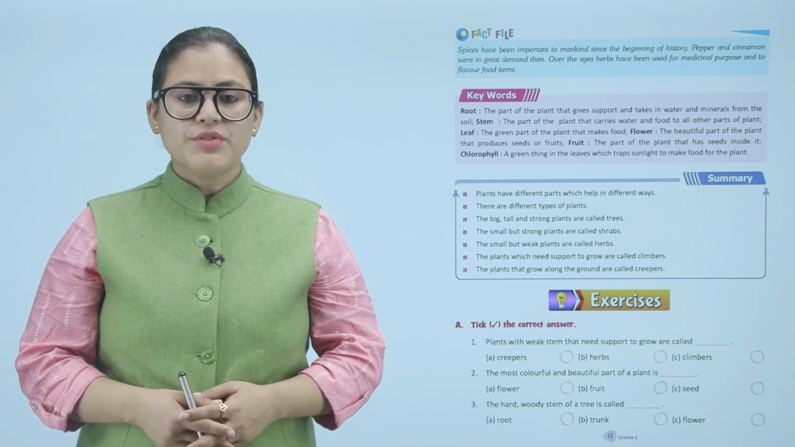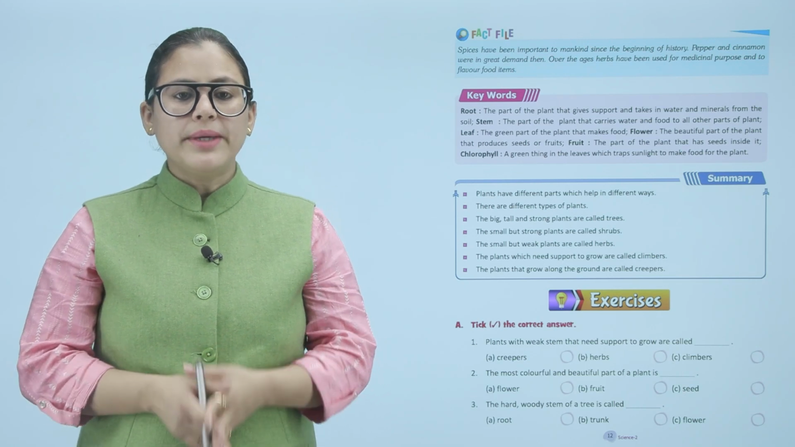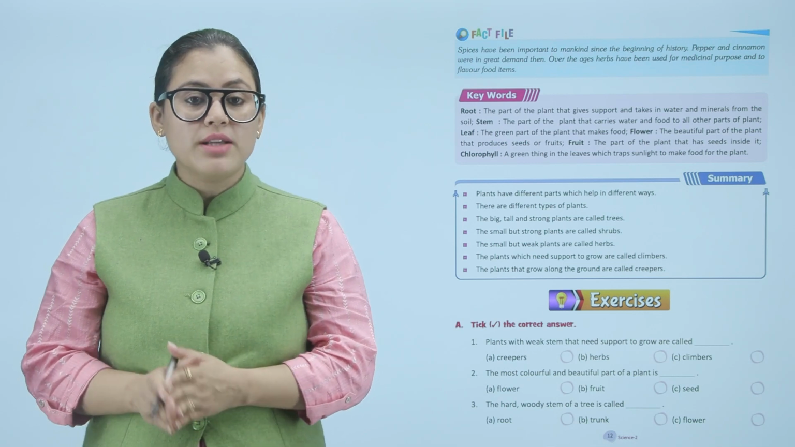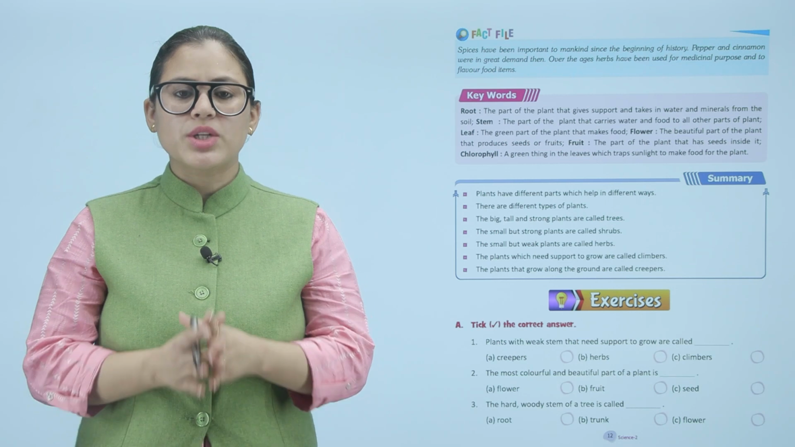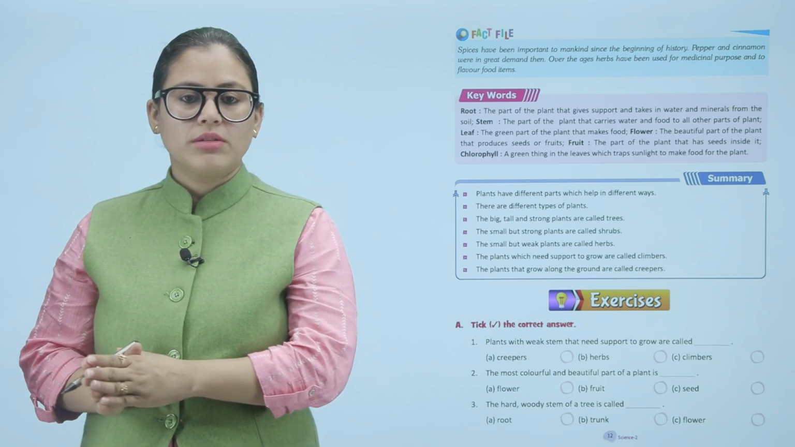Summary. Plants have different parts which help in different ways. There are different types of plants. The big, tall and strong plants are called trees. The small but strong plants are called shrubs. The small but weak plants are called herbs. The plants which need support to grow are called climbers. The plants that grow along the ground are called creepers.